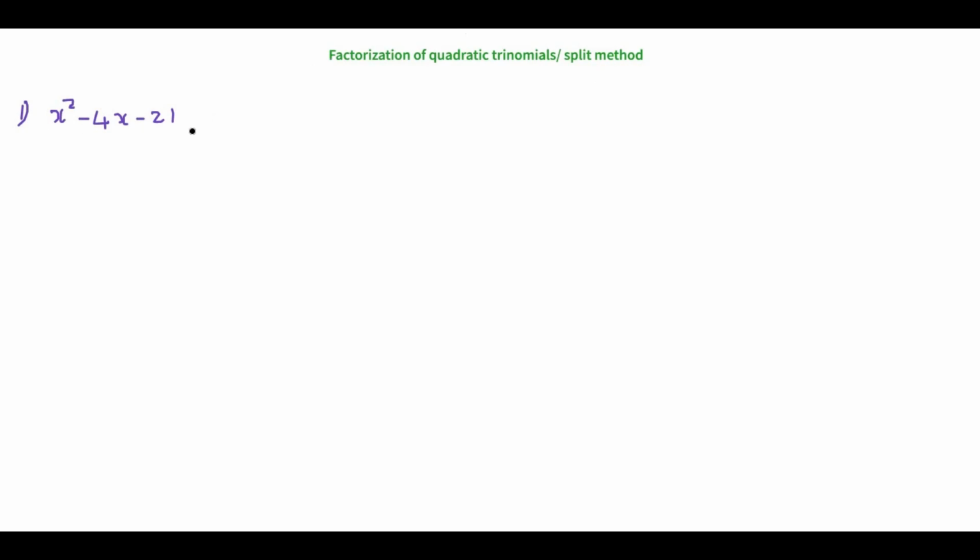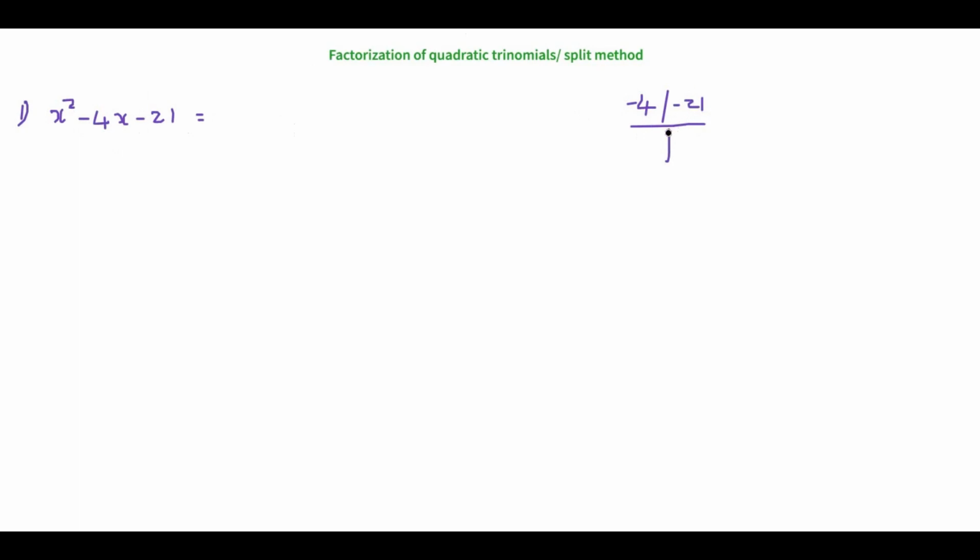Whenever we have a question like this and we have to factorize it, we will take the center number and the last number. The center number is minus 4. We will always take it with the sign given. So when we add or subtract two numbers, we need minus 4. And when we multiply two numbers, we need minus 21. So let's see how we are going to split these. We have to add or subtract two numbers to get 4, and we have to multiply two numbers to get 21.